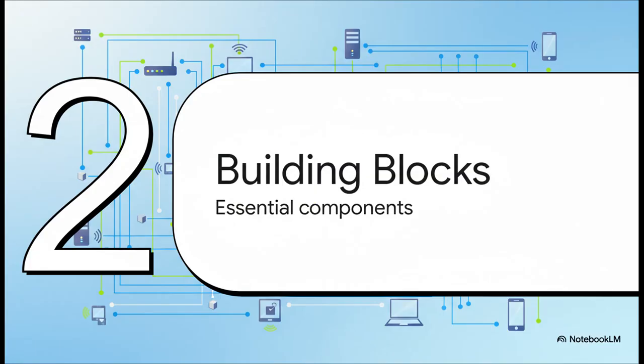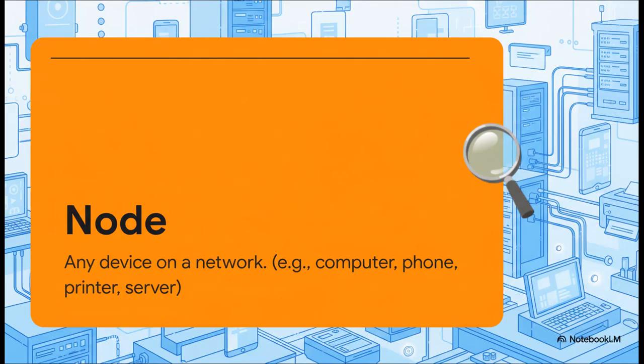So, if a network is just a bunch of connected things, what are the actual pieces? What are the essential building blocks you need to know about? Let's get into it. First up, we've got something called a node. Now that sounds super technical, I know, but it's just a fancy word for any single device that's on a network. Your phone is a node. Your laptop is a node. That smart TV on your wall? Yep, it's a node too.